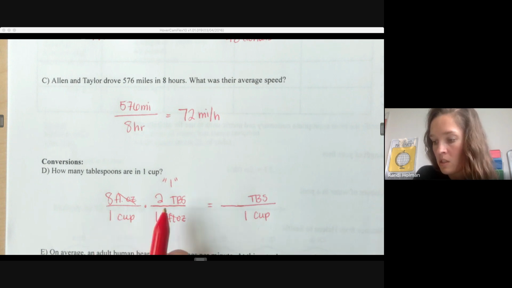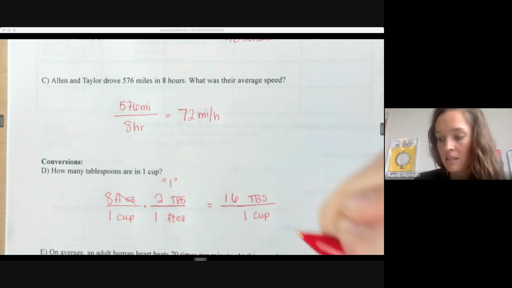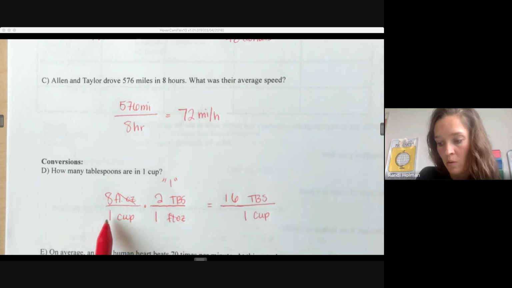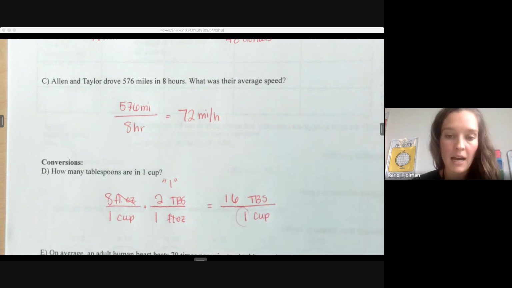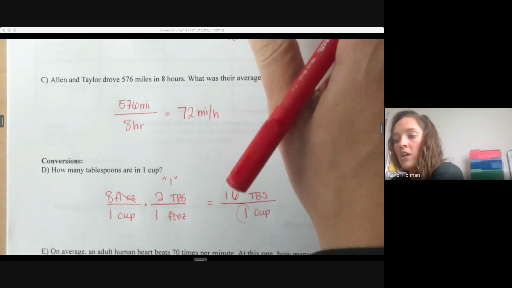So 8 times 2 is 16. We get 16 tablespoons per 1 times 1, which is 1 cup, which is what we wanted. If we ended up with something besides 1 here, we would just use our unit rate practice that we just did to divide that out and get a unit rate rather than a per something else. Let's try another one here.